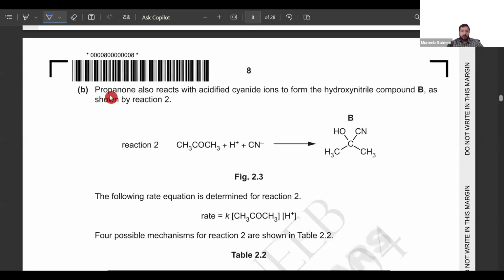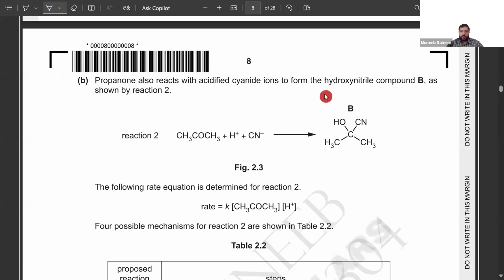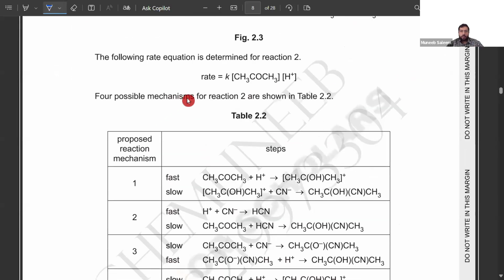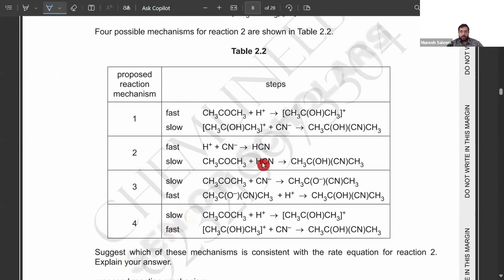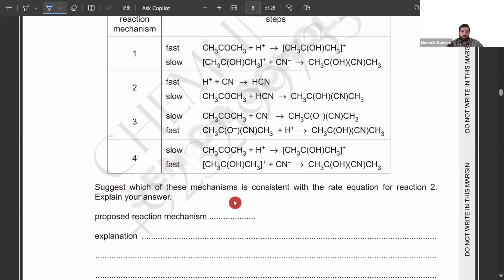Now the next question: propanol also reacts with acidified cyanide to form the hydroxynitrile compound B, which is given here. And this is the reaction. The following rate equation is determined. This is the rate equation here. Four possible mechanisms are provided in this table. So these are the four possible mechanisms. Suggest which of these mechanisms is consistent with the rate equation for reaction 2.